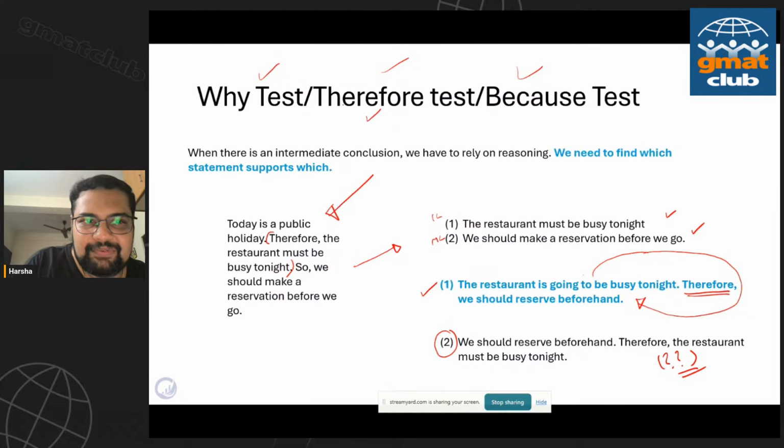You could use therefore, why, because, that doesn't matter. End of the day, what you're actually doing is figuring out which statement logically supports which statement. You're considering both the possibilities and you're figuring out what is logical, what is nonsensical. That's how you figure it out. Does this make sense?